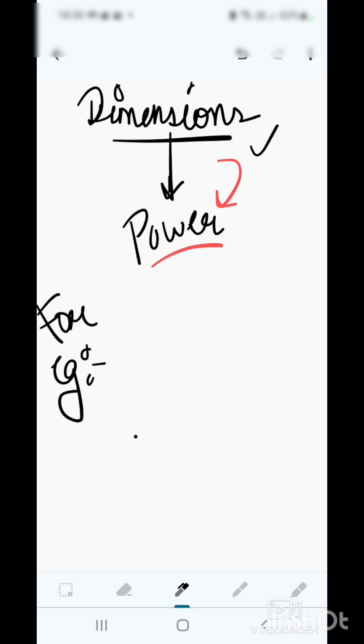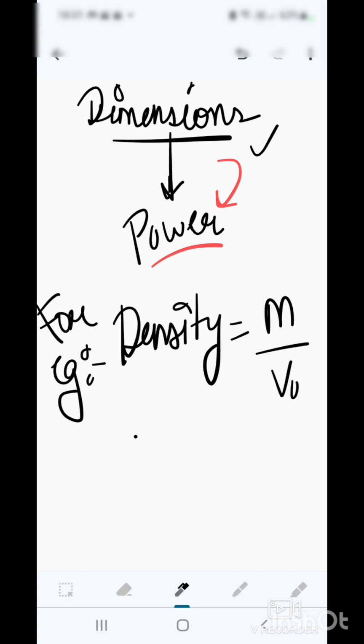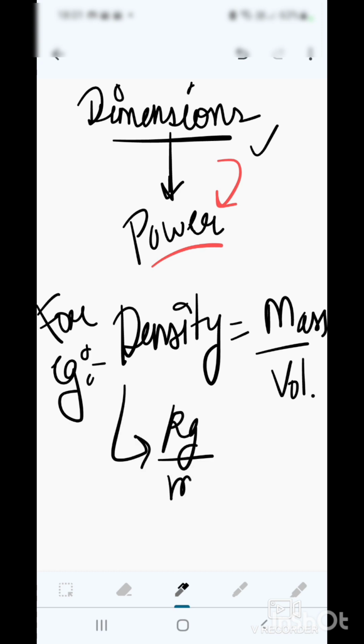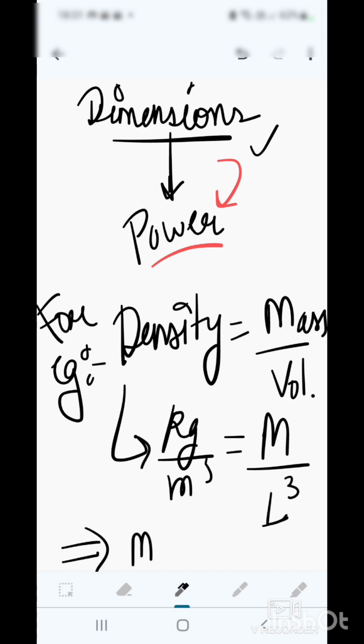There are a lot of other examples. Let us take another example of density. We know that density is equal to mass upon volume. Mass is represented with kilogram, and volume with meter cube. So we will represent kilogram with mass, which is M, and meter cube as L cube. So here the answer would be M1 L minus 3 and T is equal to 0, as there is no T.